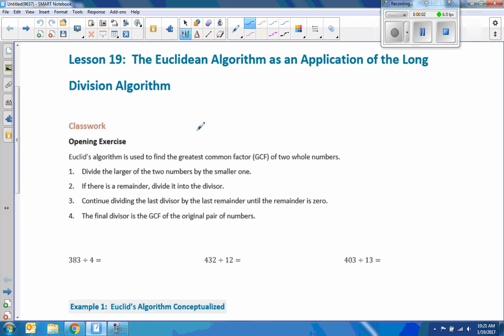Hi there, Mr. Holcomb here with another episode of The Math Behind the Modules. This is lesson 19, the Euclidean algorithm as an application of the long division algorithm.